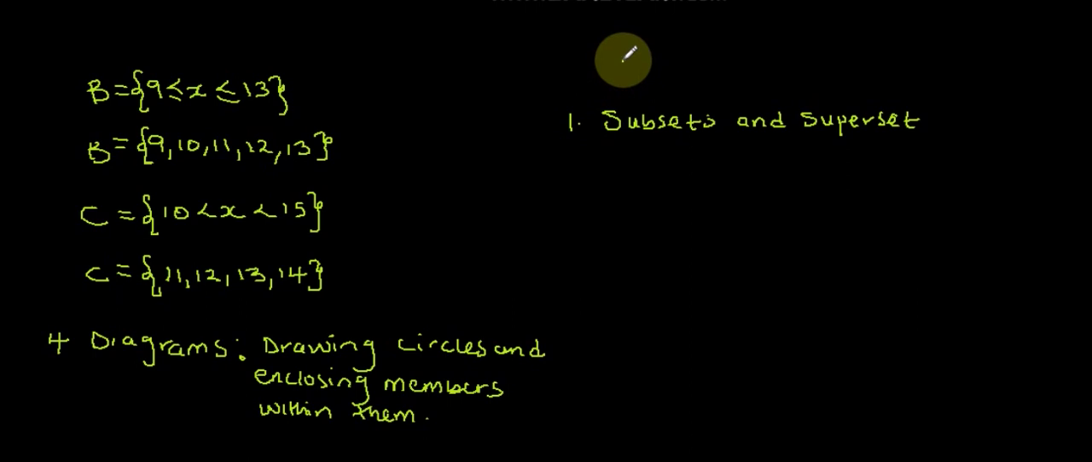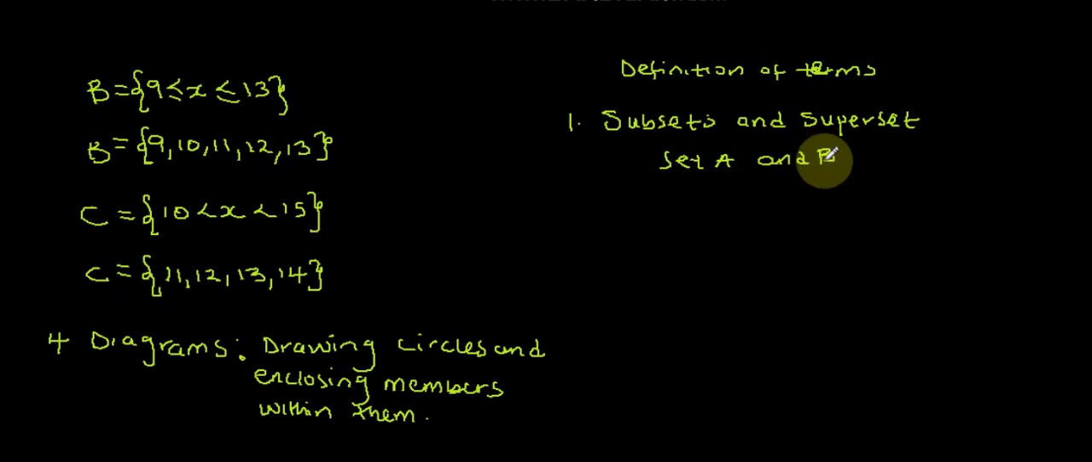So this is under definition of terms. So we have subsets and supersets. Now let's assume we have two sets, set A and set B. Now if set A consists of some or all elements of set B, then set A is said to be a subset of B, and it is denoted by this.